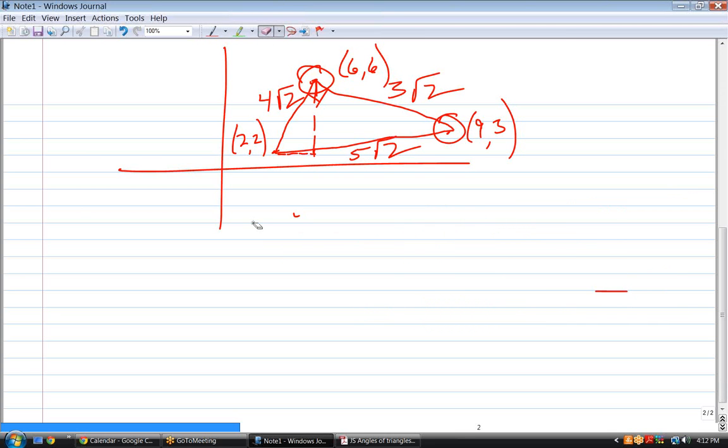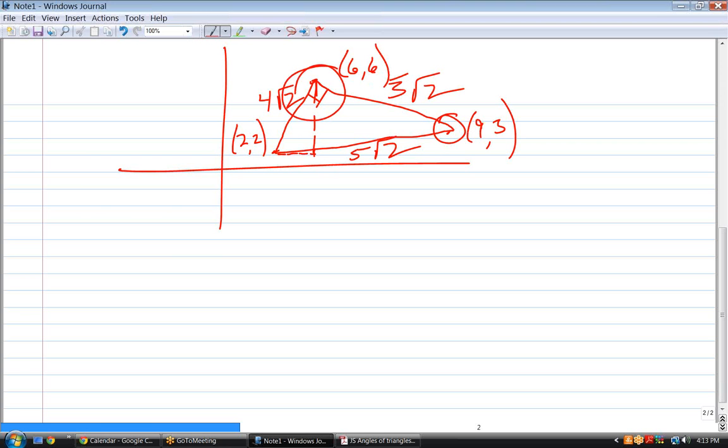All right. Now that we have all three sides, is that an isosceles triangle? No. Is it equilateral? No. How can we tell if it's a right triangle? If it doesn't have a right angle? Well, how do we tell if this is a right angle, which kind of looks like it might be?